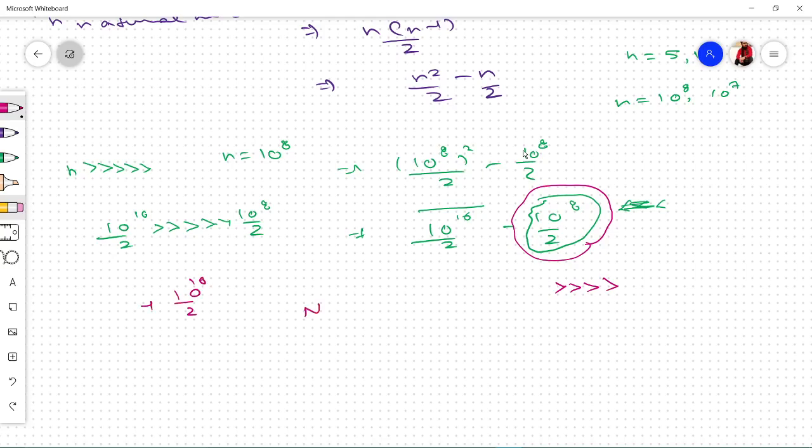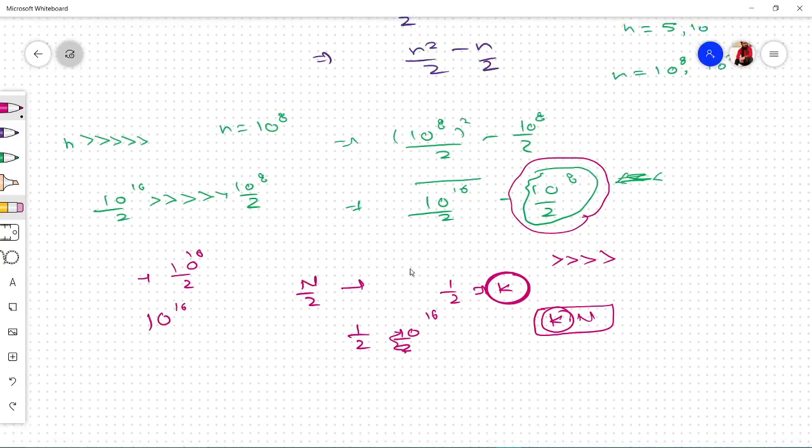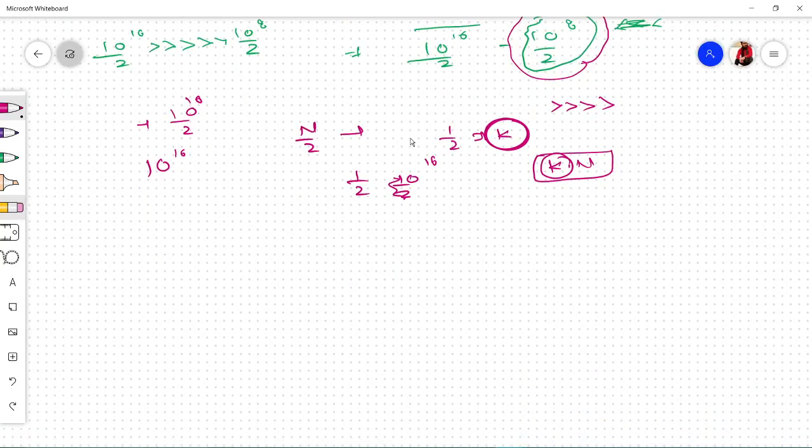Now we are left with n square by 2, where this half can be written as a constant k. So k n square. And in time complexity, we ignore constants because they won't do anything. Dividing 10 raised to the power 16 by half won't do anything, since the computation power of our computer is quite large. Constants hardly do anything. Mainly powers like raised to the power 2 or power 3 bring the change, not halving or multiplying by 2.